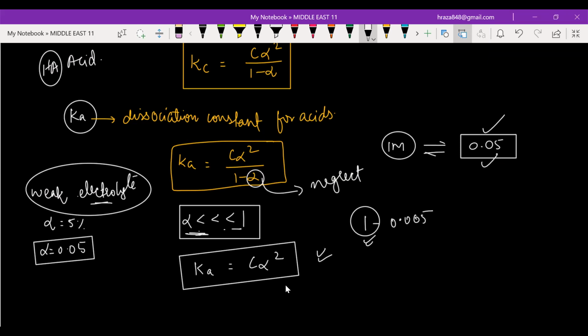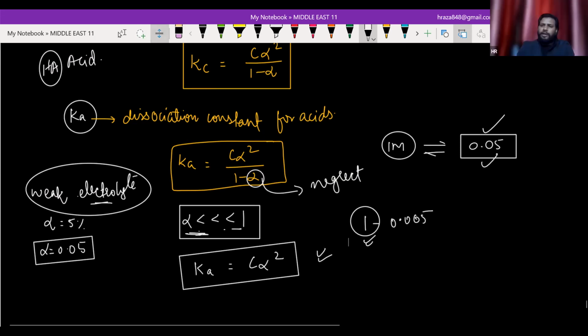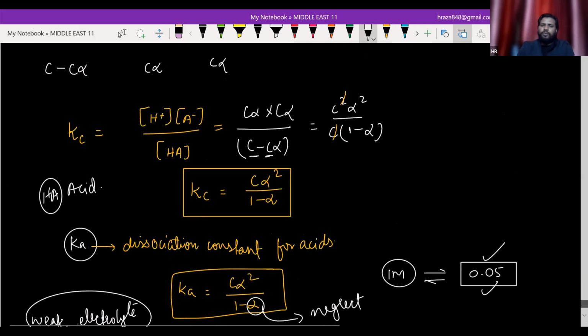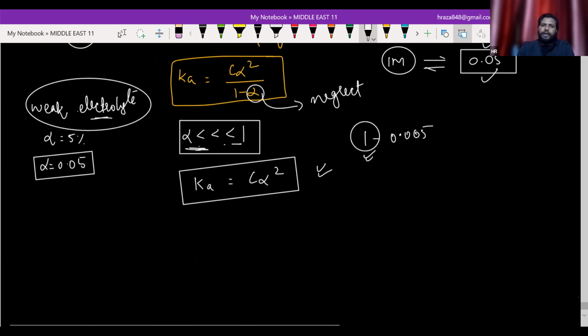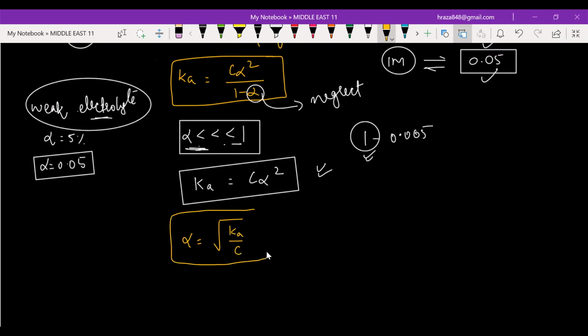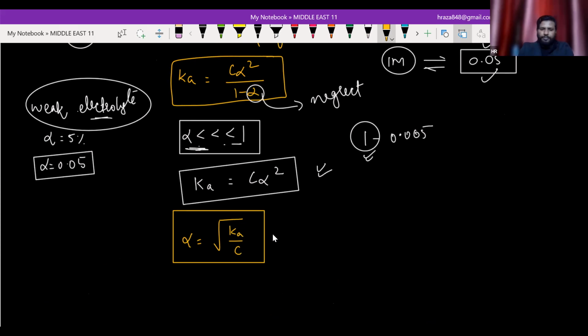Yes, sir. Now see, we got Ka equal to C alpha square, and here alpha equals under root of Ka upon C. Can I write it or not? Yes, sir. Everyone, this is the value of alpha.